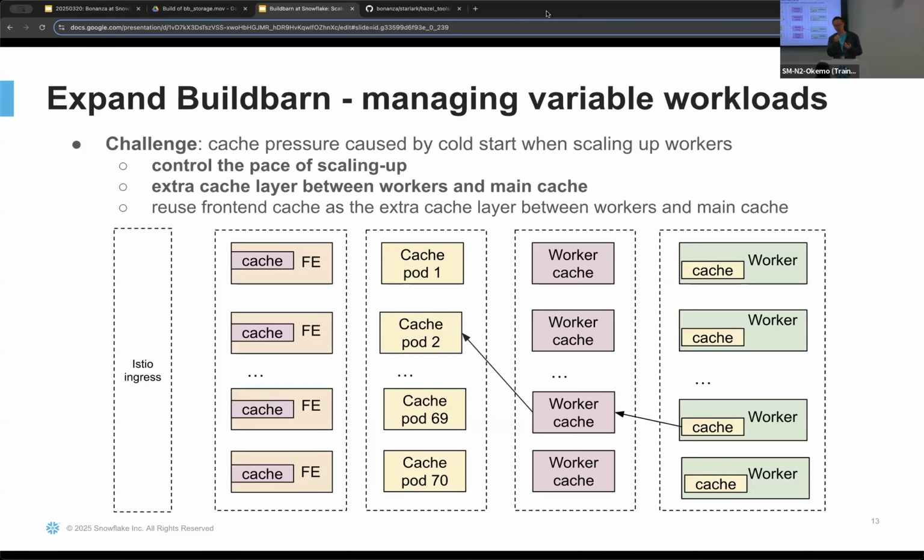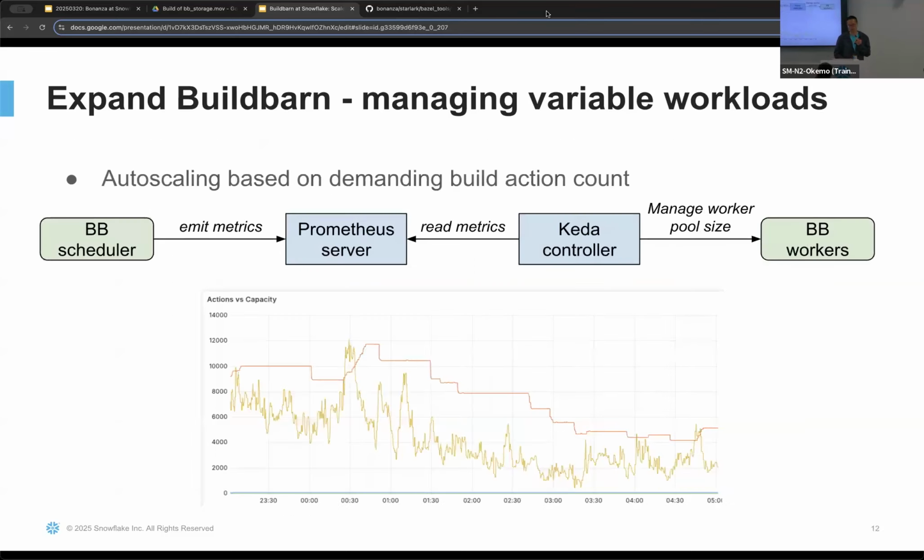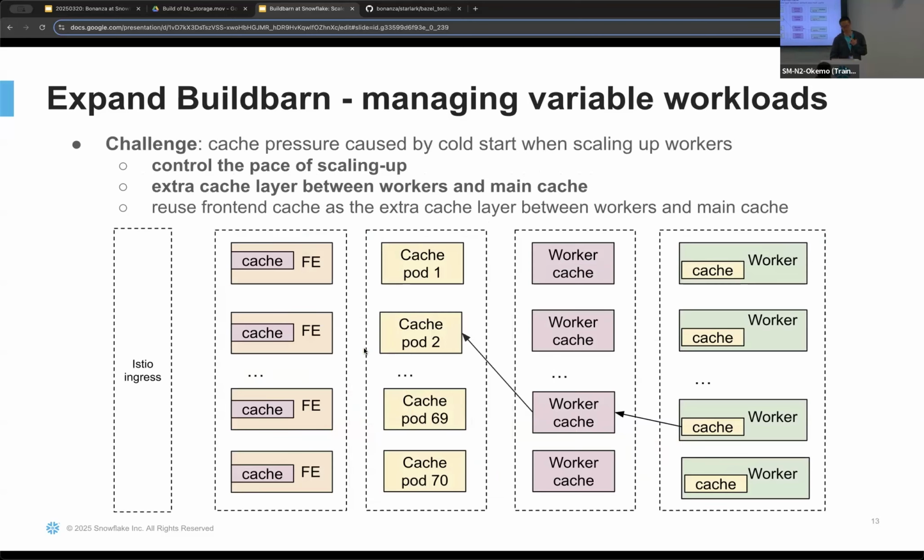To solve this problem, we started with controlling the pace of scaling up. What does this mean? I will switch back to the previous slides. You can see this scaling up event here. We gradually scale up our workers. We intentionally control the speed of scaling up. By doing this, we avoid generating a spike of traffic to the main cache.